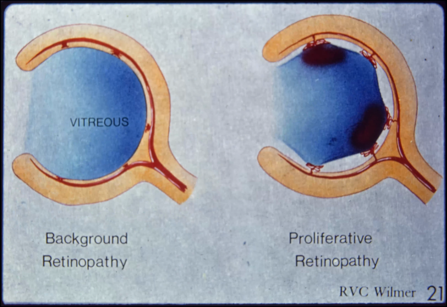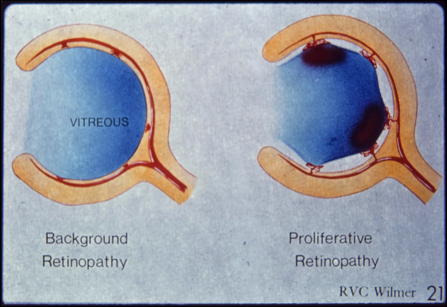Slide 21. Classification of retinopathy and the diabetic retinopathy study. The histopathologic changes of diabetic retinopathy represent a continuous spectrum. From a clinical point of view, however, it is convenient to separate background or non-proliferative retinopathy from proliferative retinopathy. The artist's diagram illustrates the basic morphologic differences between these two stages.